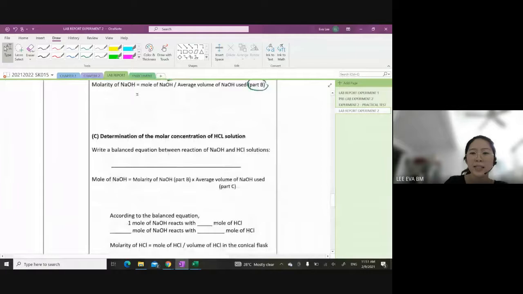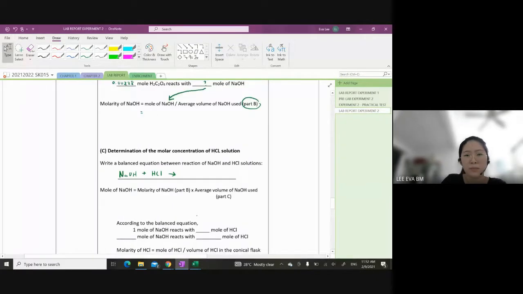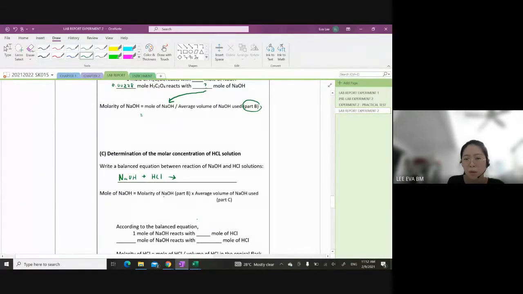And then for part C, it involves the reaction between sodium hydroxide and HCl solution. You need to write the balanced equation between NaOH and HCl, and then calculate the mole of NaOH. Here, madam also put a guideline, just follow it. Molarity of NaOH from part B, which is this one. You must follow the order: do part A, then part B, and once part B is done, then you can do part C. So the molarity of NaOH from part B, which you calculated above, we transfer here, and then multiply with the average volume of NaOH used in part C. This is how to get the mole of NaOH. It looks complicated, but you have to follow step by step.